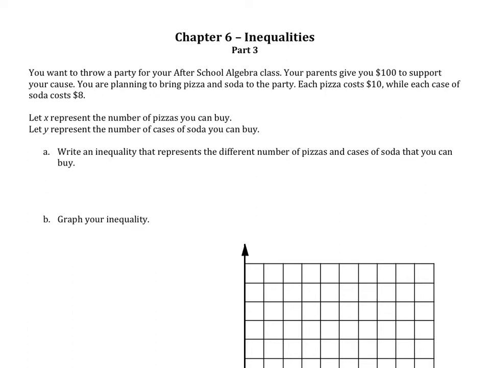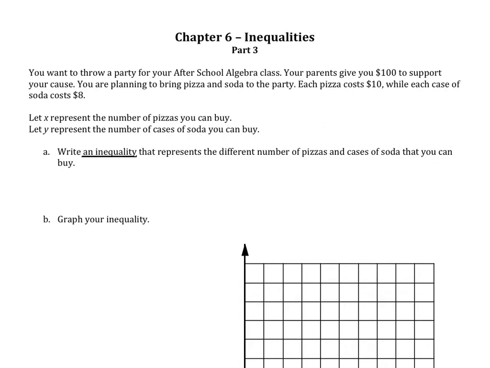So part A, write an inequality that represents the different number of pizzas and cases of soda that you can buy. So basically what's going on, your parents give you $100 for this party. You want to buy pizzas and you want to buy soda using that $100. Each pizza costs you $10, each case of soda costs you $8. So you want to figure out, how many can I buy using my $100? So part A, write an inequality.